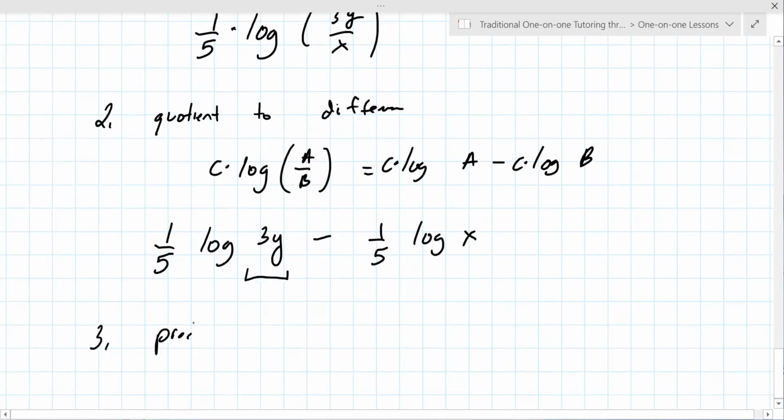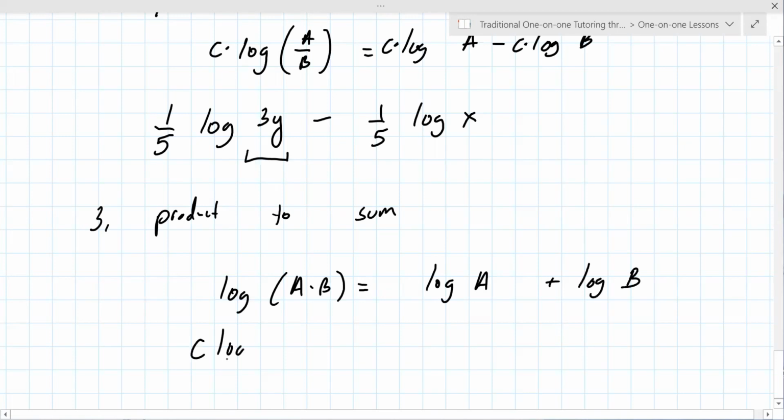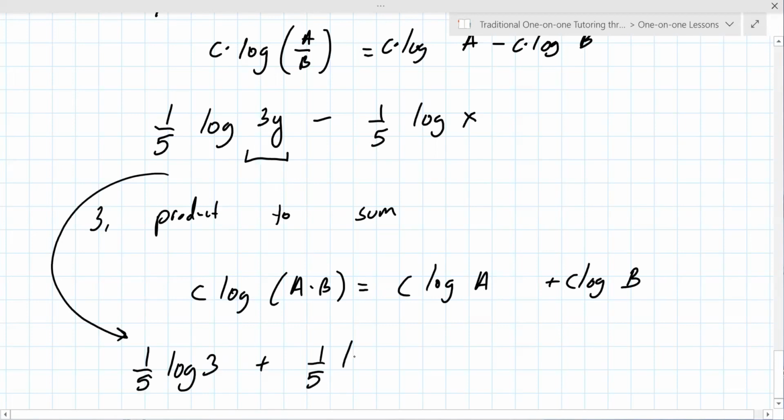And then there's yet one more for this right here, 3. This is called product to sum, and they also work in reverse. We'll see that for probably the compressed problem. So this becomes 1/5. Oops, actually need to write it out for you. If it's log a times b, this equals log a plus log b. And if you put a number out in front, it just goes with each of them. So for this line right here, it's 1/5 log 3 plus 1/5 log y minus 1/5 log x. Okay.